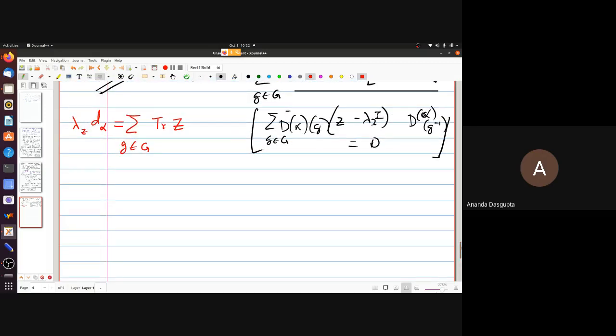So as I said, there is only one small way in which the irrep that you are looking at actually comes in. In this formula, there is no sign of the representation except in this one thing, the dimensionality. So what is lambda Z coming out to be? It's coming out to be 1 by d alpha, 1 by the dimensionality of the representation, times mod g, meaning the number of elements, times the trace of Z. Clear?